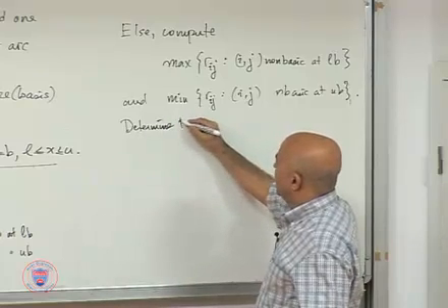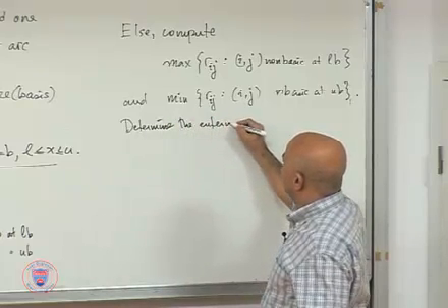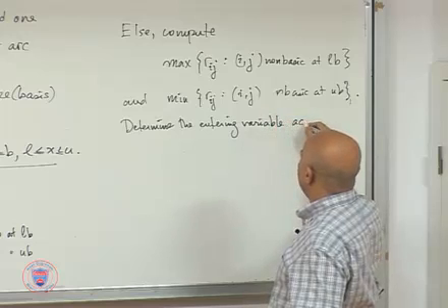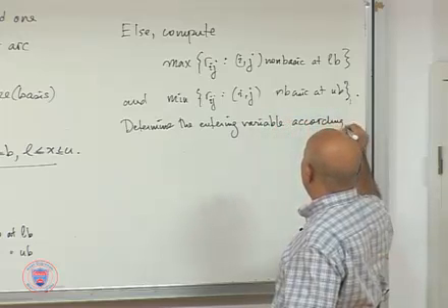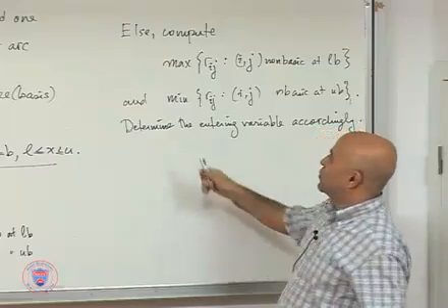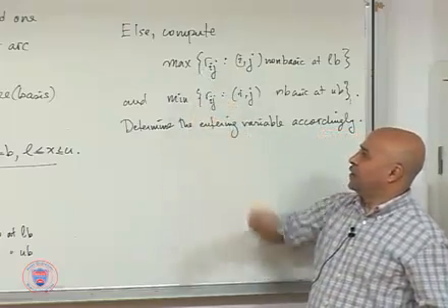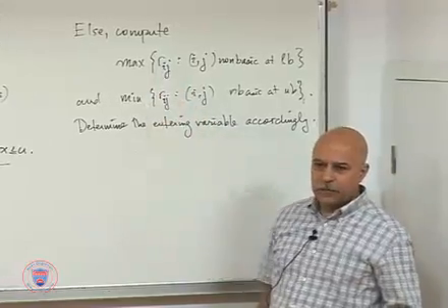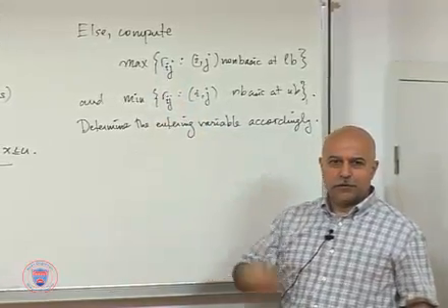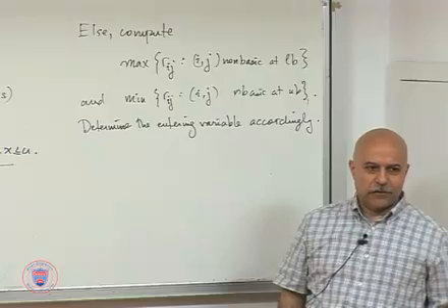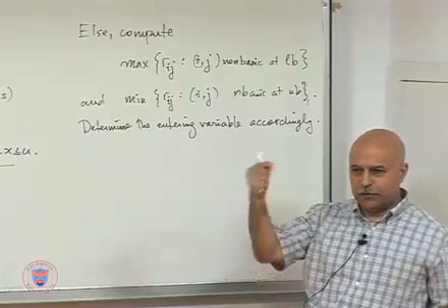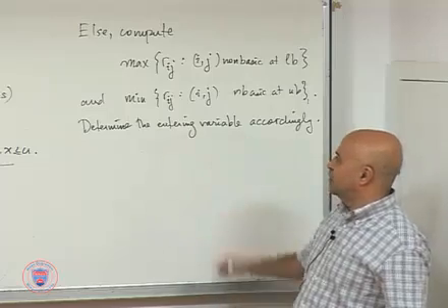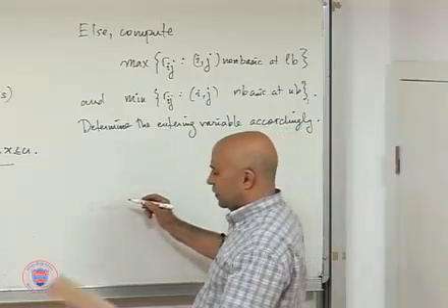Determine the entering variable accordingly. In other words, whoever wins, you have 2 winners, the maximum winner and the minimum winner. Of those 2, you look for the better of the 2, the one that gives you most reduction at least per unit change in the entering variable. And so you determine the entering variable accordingly.